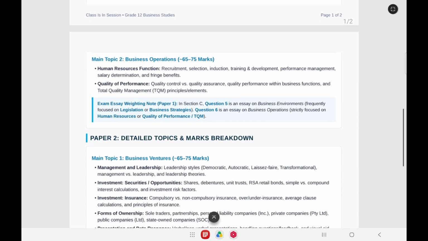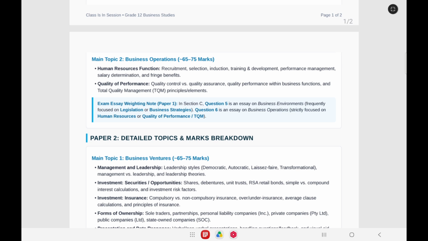So let's go to this part. We have exam essay question. Exam essay weighting note for paper 1 in section C. Question 5 is an essay on business environments, frequently focused on legislation or business strategies. Question 6 is an essay on business operations, strictly focused on human resources or quality of performance or TQM.